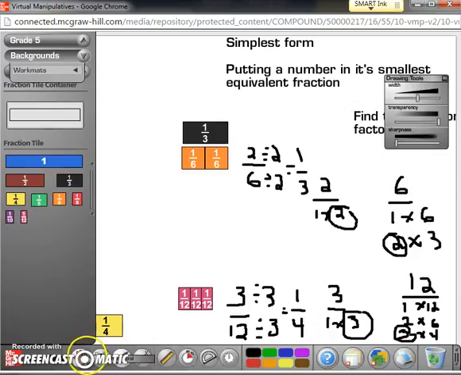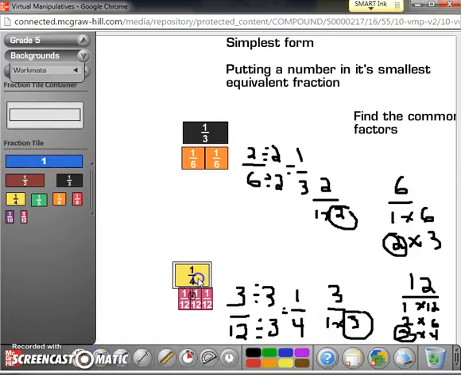Well, let's check that with our fraction bar over here. Are they the same amount? Why, yes, they are. This just goes right over the top. It's the same amount of space. It's just an equivalent fraction, the same fraction, in a smaller form.